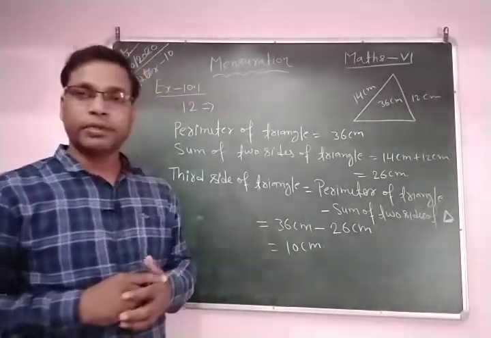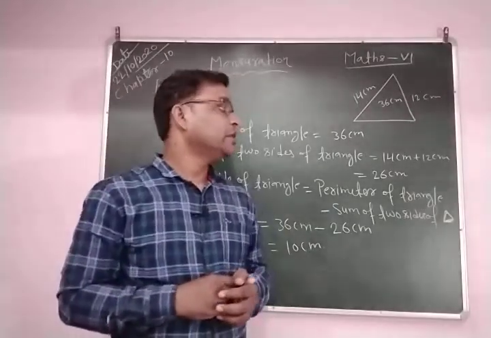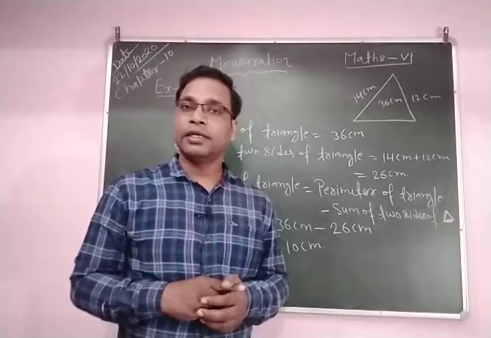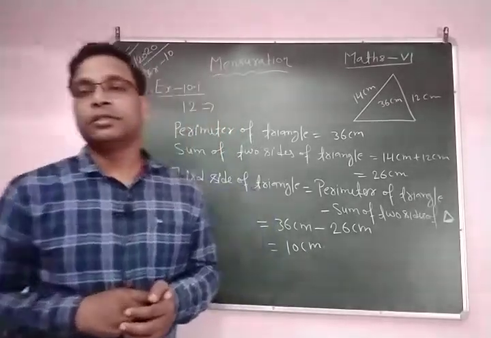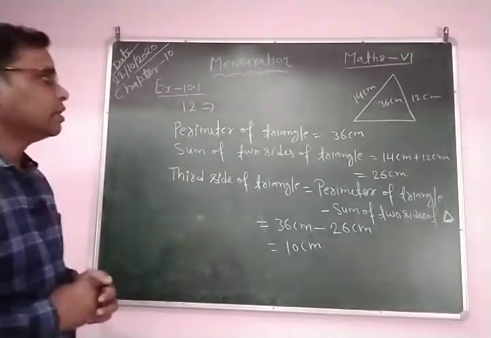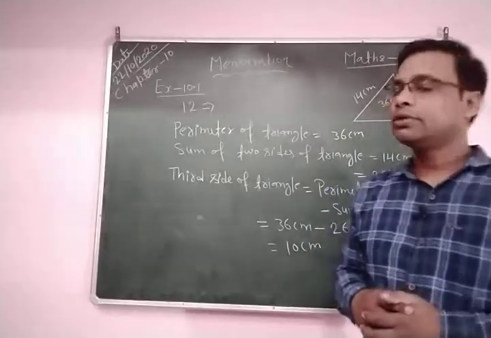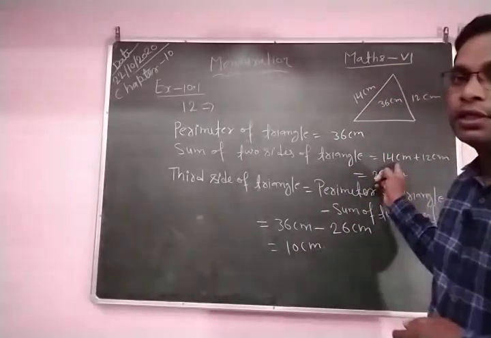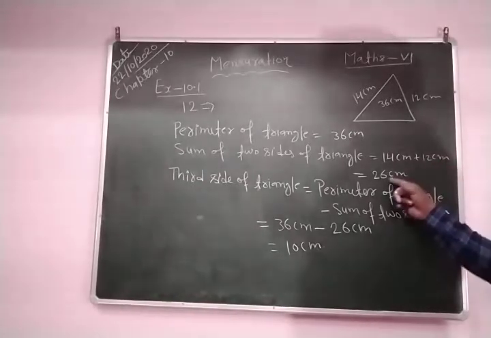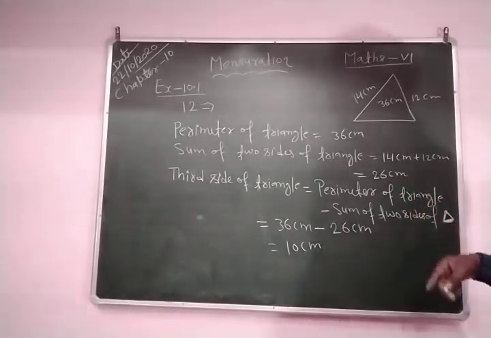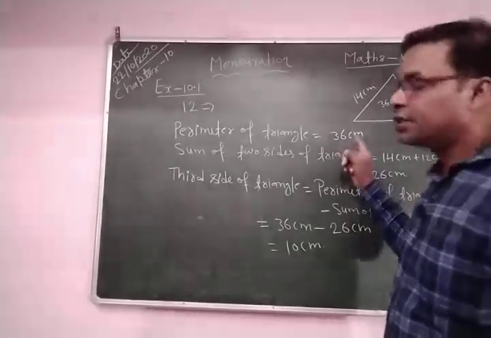In this question, it is given that two sides of a triangle are 12 centimeters and 14 centimeters, and its perimeter is 36 centimeters. So find the third side of this triangle. For this, first we find the sum of two sides. Here you can see 14 centimeters plus 12 centimeters is equal to 26 centimeters, and the perimeter of the triangle is given as 36 centimeters.